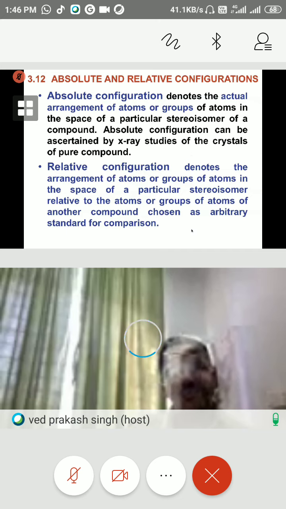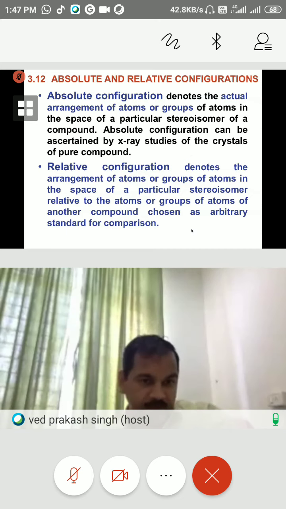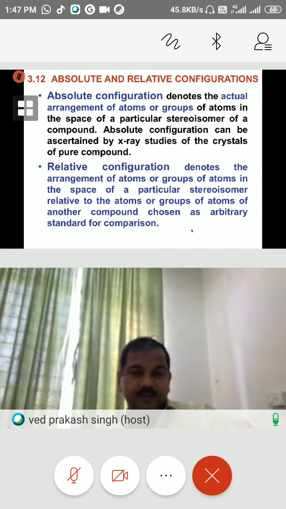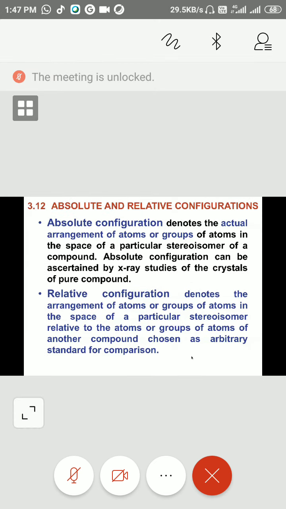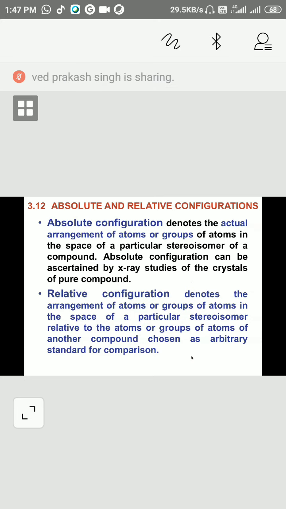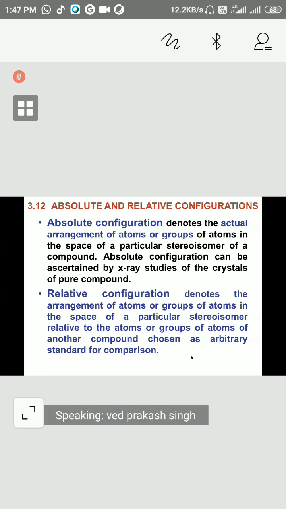So glyceraldehyde plus and glyceraldehyde minus. If one is standard, then another will be decided based on that. So if A is standard and this glyceric acid minus is there, it can be discussed in terms of glyceraldehyde orientation of the OH group. So that is relative. But if there is no relative molecule, and we only discuss the property of glyceraldehyde without any relative molecule, then that will be the absolute configuration.